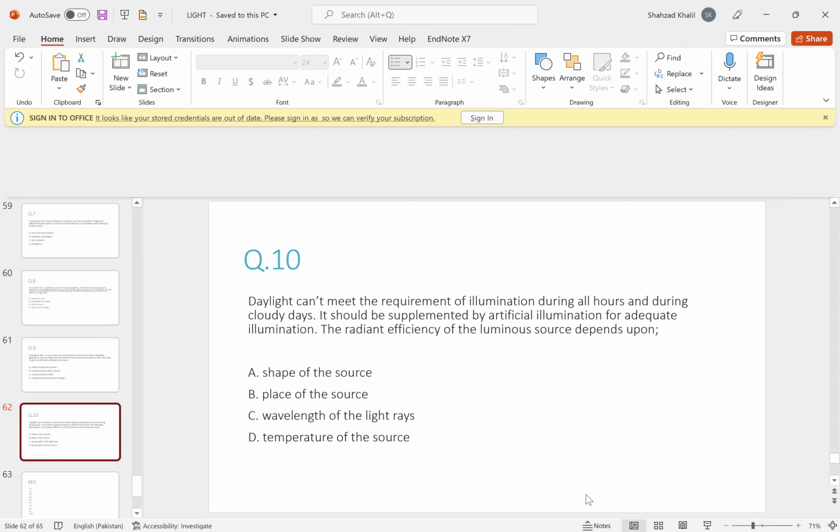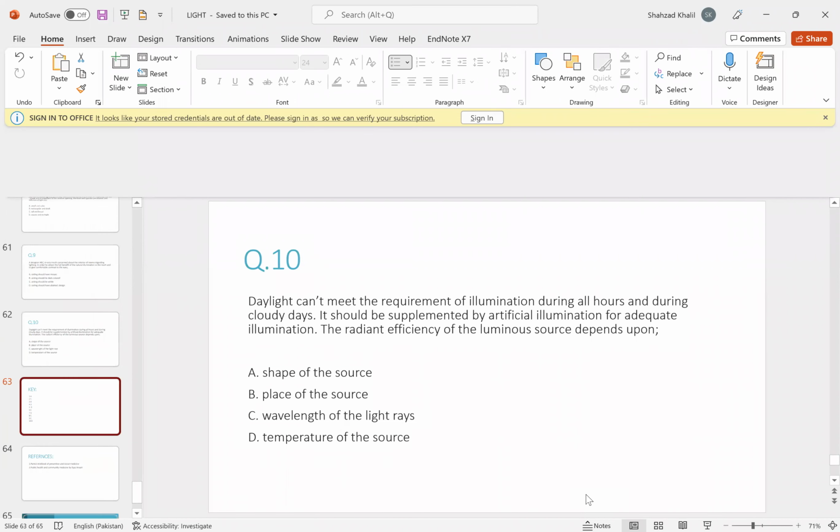Last one: daylight cannot meet the requirement of illumination during all hours and during cloudy days. It should be supplemented by artificial illumination for adequate illumination. The radiant efficiency of the luminous source depends upon the shape of the source, place of the source, wavelength of the light rays, or the temperature of the source. The correct answer is D, temperature of the source. As I have told you, in artificial lighting, the temperature of the source is very important for the light. So D is the correct answer.